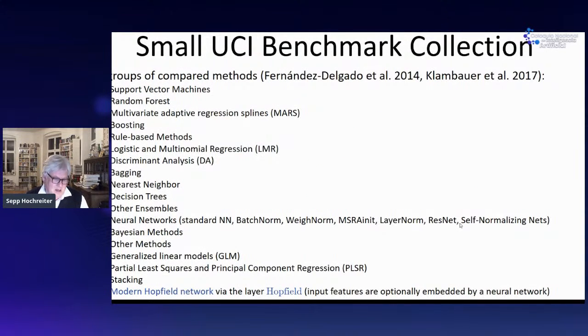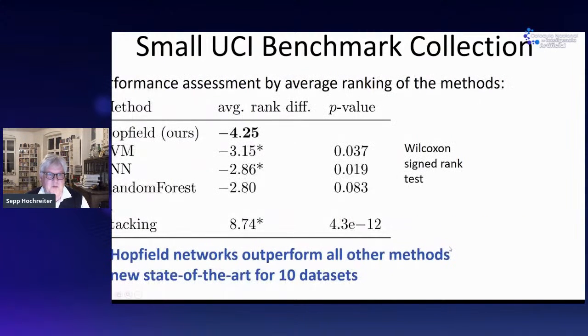We compared it to many other methods: support vector machine, random forest, stacking, different deep learning methods with layer norm, self-normalizing neural networks, batch norm, weight norm, all kinds of things. And the outcome was the Hopfield network was the best method on these small data sets. That's surprising, because deep learning was not known to perform well on small data sets. But because these associative memories can keep the whole training data set, now we get a good performance. We always probe the training data set with a new example. Is this in the data? And this really gives this good performance on small data sets.